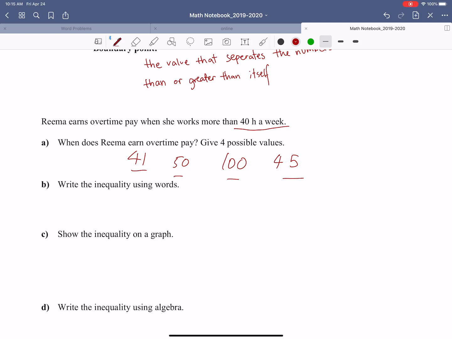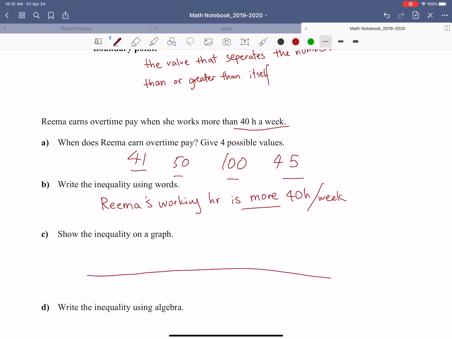So write the inequality using words. So Rima's working hours is more than 40 hours per week. Okay, so more than means bigger than. Show that in a graph. So basically, not a graph, but a number line. I'm gonna put it a little bit neater.